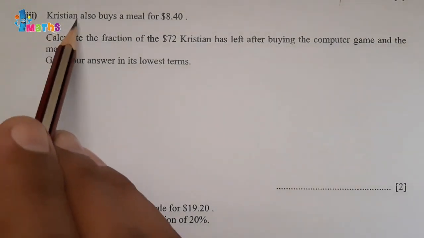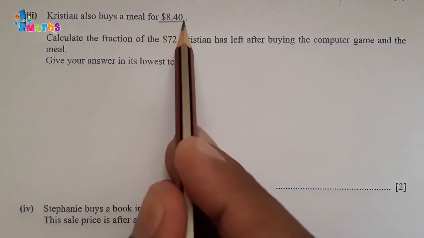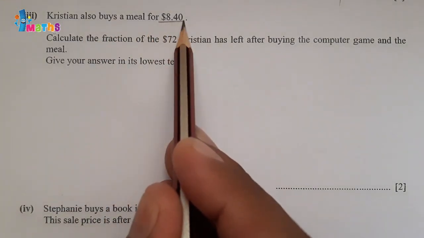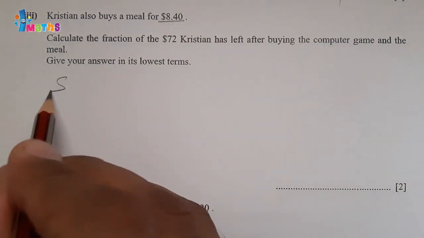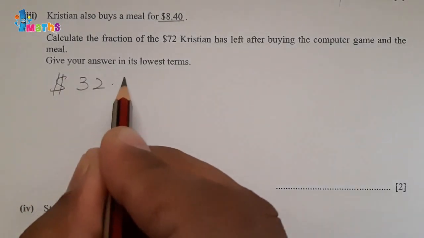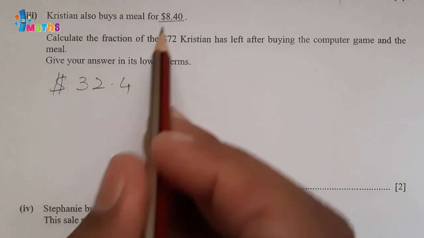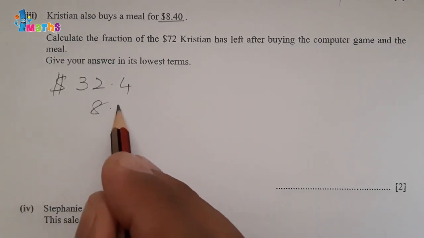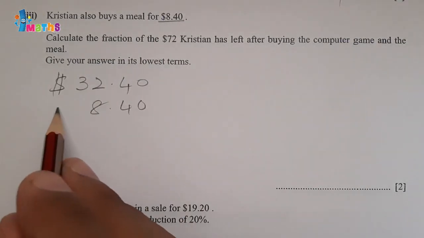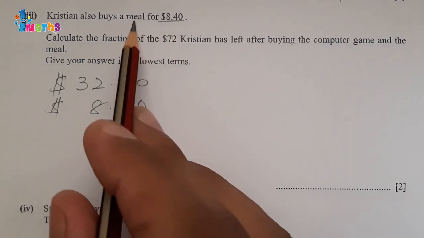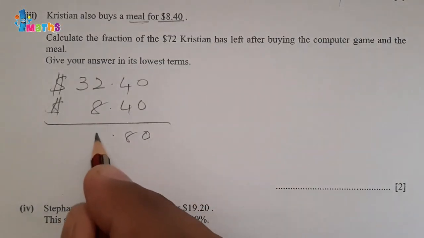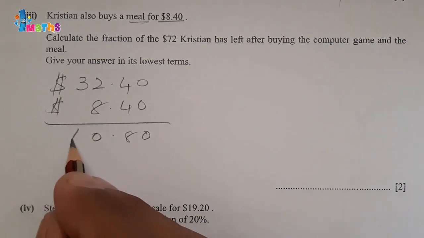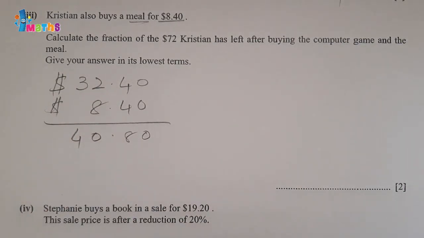Part 3, Christian also buys a meal for $8.40. Already he spent $32.4. Now he is spending $8.4 more. So 8.40, we can add this much amount on the meal. So the total will be 40.80. So this much amount he spent.